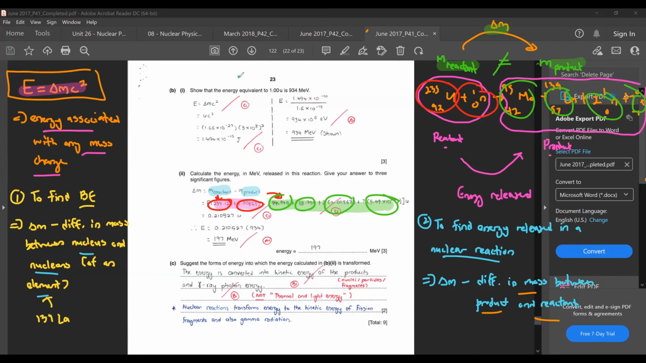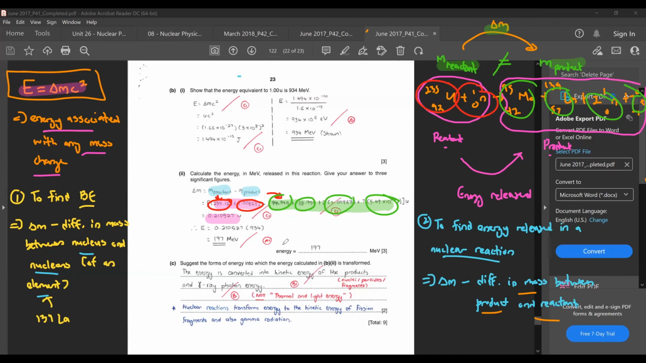As I mentioned, don't round off your SF. Use it as it is. If they give it to you in that number of SF in your tables, use it. Don't go and round it up. So use it as it is, and then add up all the values. You will eventually get your final answer as 0.210527 u. This one is the mass defect.